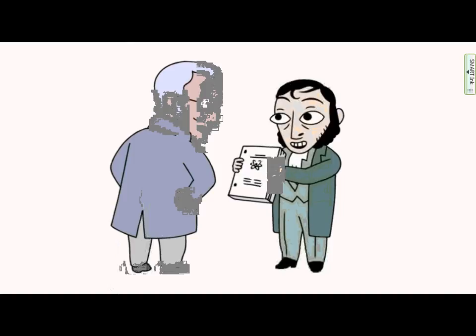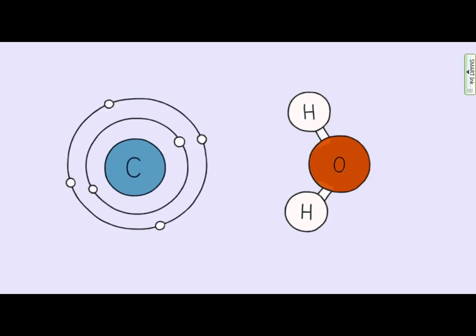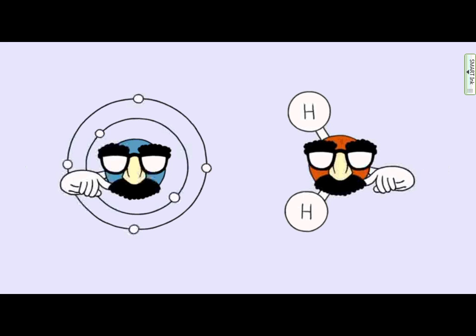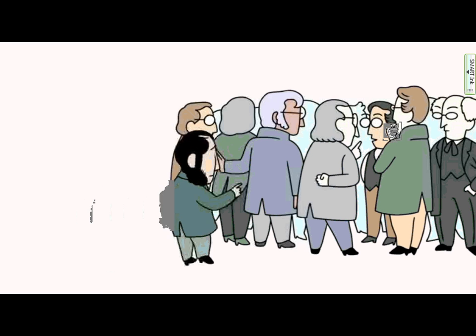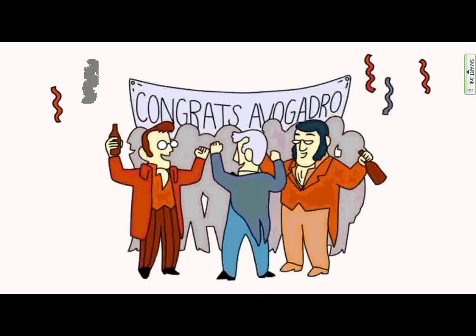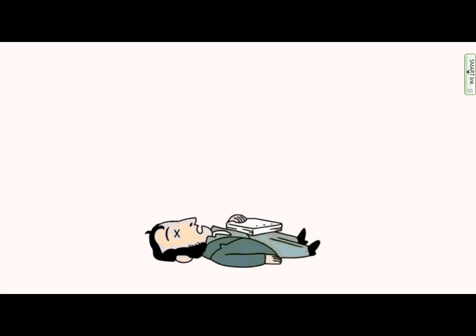Unfortunately for Avogadro, most scientists didn't accept the idea of the atom, and there was no way to prove he was right. There was no clear difference between atoms and molecules. Most scientists looked at Avogadro's work as purely hypothetical and didn't give it much thought. But it turned out he was right. By the late 1860s, Avogadro was proven correct, and his work helped lay the foundation for atomic theory. Fortunately, Avogadro died in 1856.